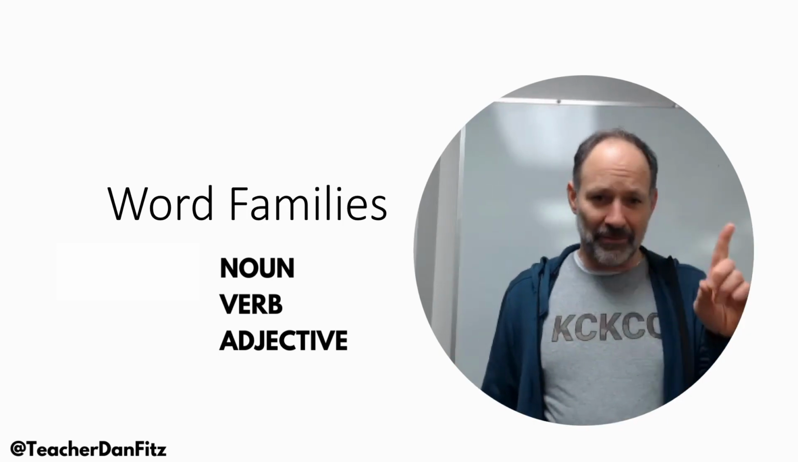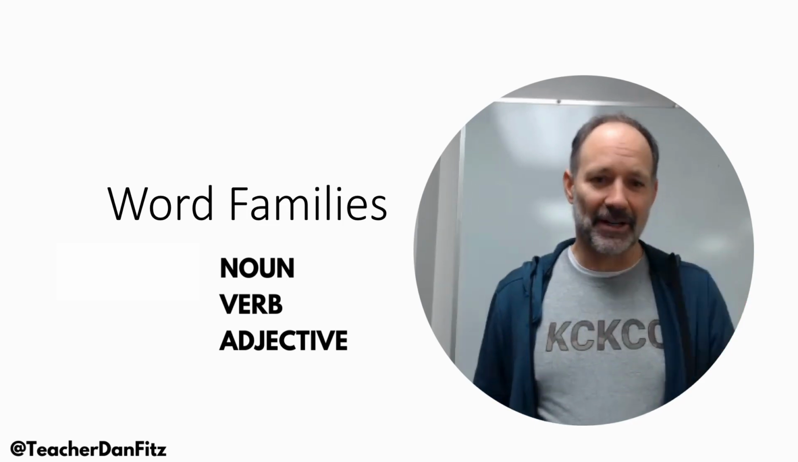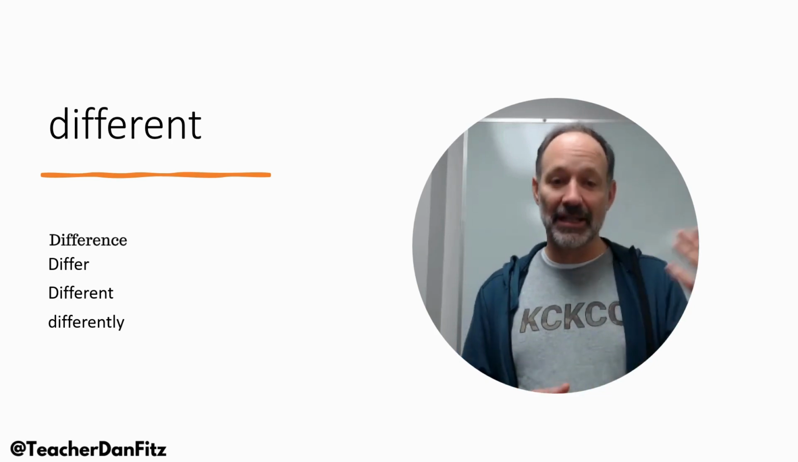For this one, we're going to use the word different. Let's get started. The word different. It has a different spelling based on the part of speech. For example, different, that's the adjective. Difference is the noun form. Differ is the verb form. Different, again, adjective. And differently is the adverb form.